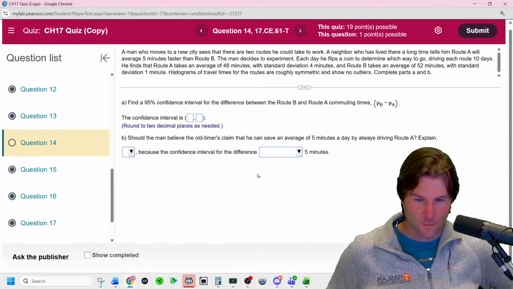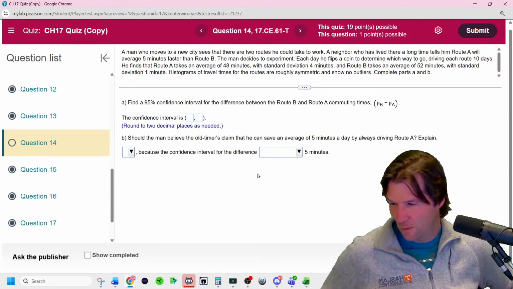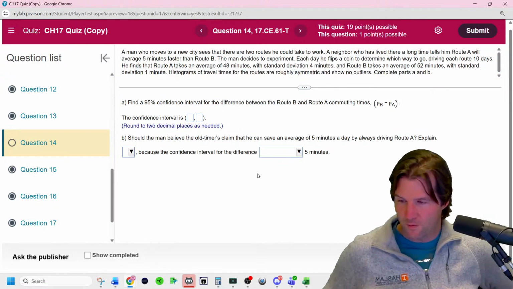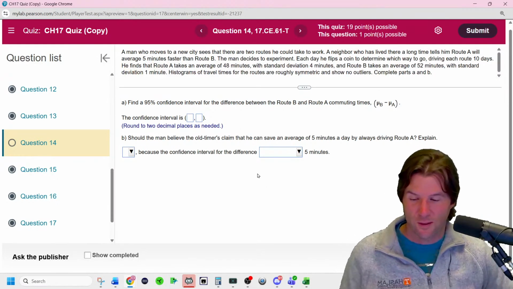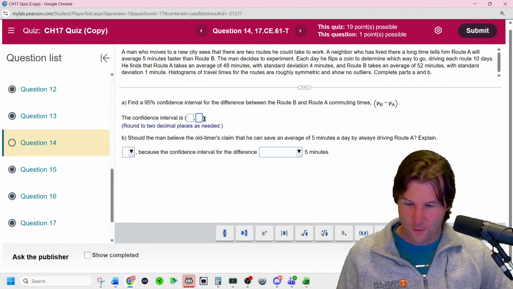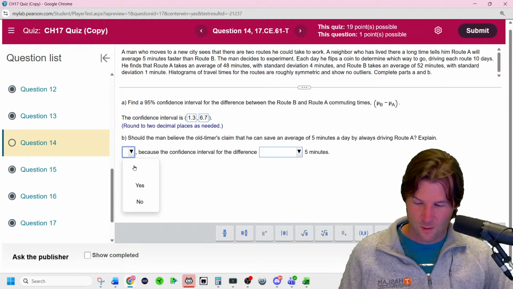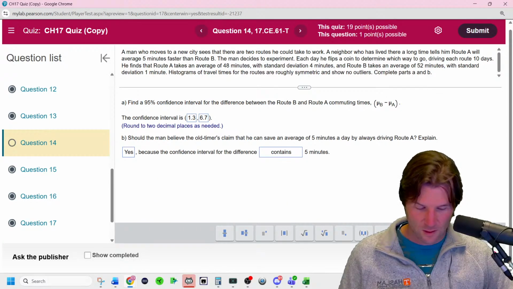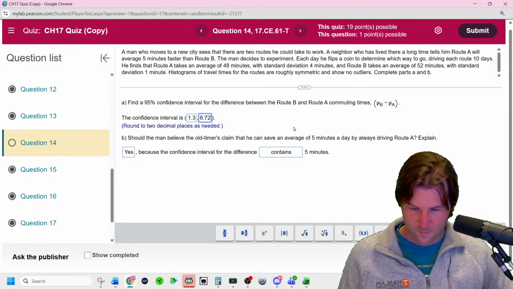95% confidence interval. 1.7 square root. So what would you square? About 1.4. 1.4 times 2-ish is about 2.7. So it should be about 1.3 to 6.7. So yes, because the interval contains it. Oh, man. How far off was I?